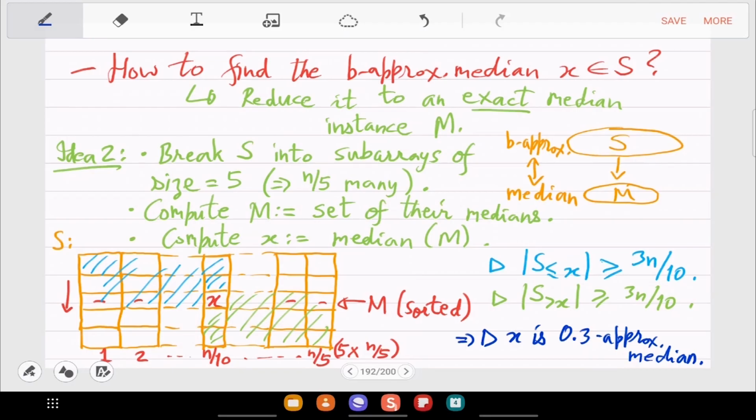What we have to see now is the recurrence. What are these D and B? So this is the median of the whole array S, not M. For M, x is exact, but for S, x is approximate. Any questions on this slide?